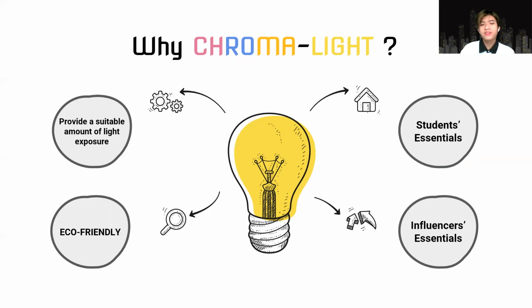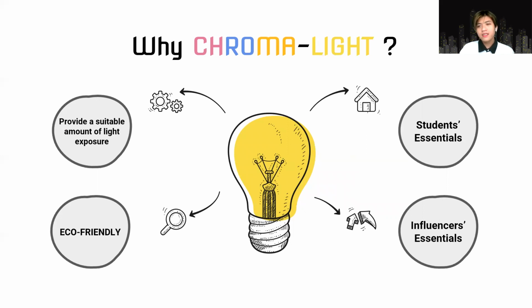Next, we have the second reason why Chroma Light needs to be purchased by anyone, which is because it is eco-friendly. The materials and components of this product do not harm Mother Nature, and it uses very eco-friendly components, which is quite good. And also, when you use it, it uses a USB port. A USB port actually uses less electricity. It consumes less electricity than using a regular plug. So definitely it is quite eco-friendly compared to other kinds of lights.